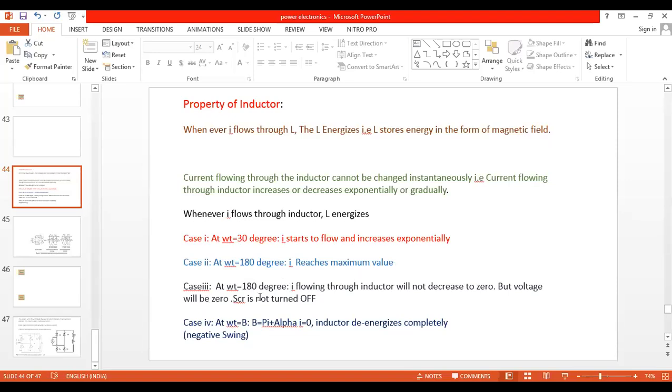At omega t is equal to 180 degrees, once again, the current flowing through the inductor will not decrease to zero, but the voltage will be zero. SCR is not turned off. At omega t is equal to beta, that is beta is equal to 180 plus alpha, the current flowing through the inductor will be zero. The inductor de-energizes completely. This is highlighted in the graph as a negative swing.